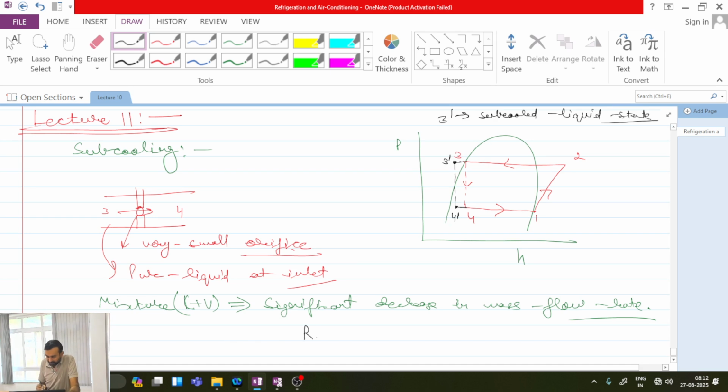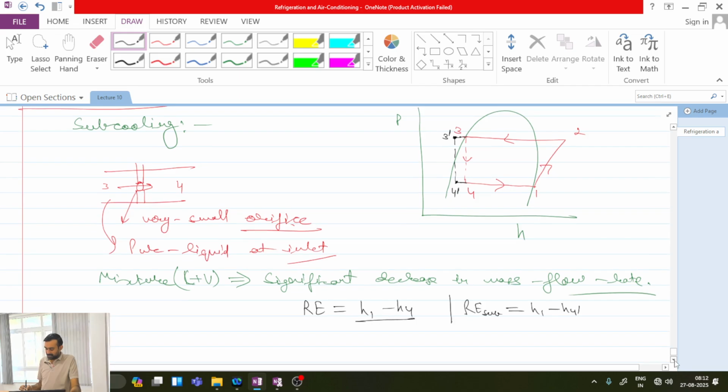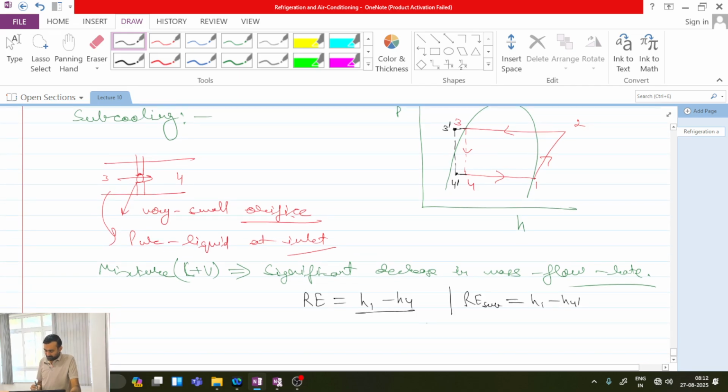Earlier, your refrigeration effect was nothing but H1 minus H4, the specific refrigeration effect. Now, your refrigeration effect with subcooling has become equal to H1 minus H4 dash. And we can see over here that H4 dash is less in comparison to H4, because H4 dash will be equal to H3 dash. H3 dash is in the subcooled state and H3 is the saturated state. So subcooled enthalpy will be less in comparison to saturated enthalpy at the same pressure.